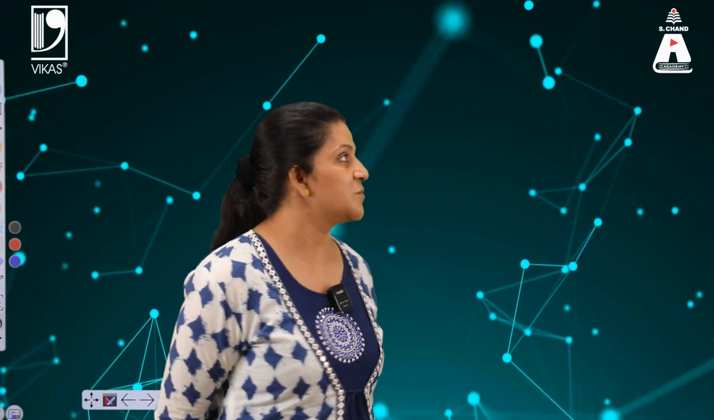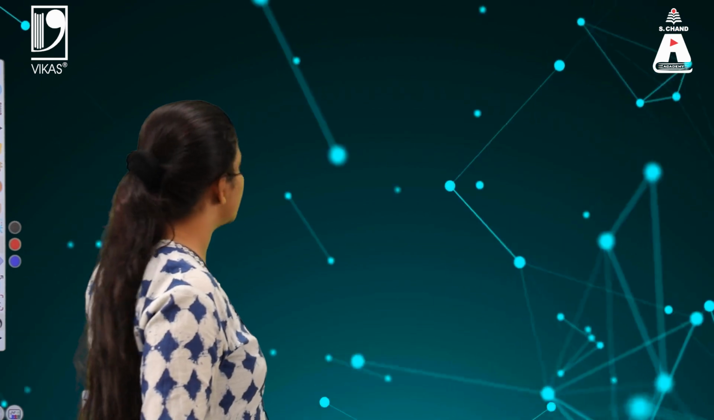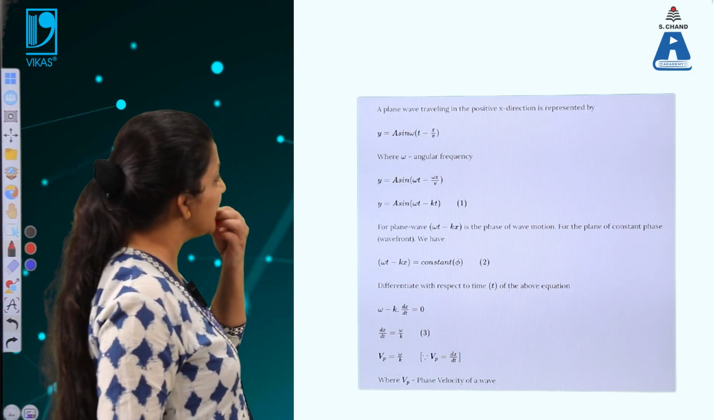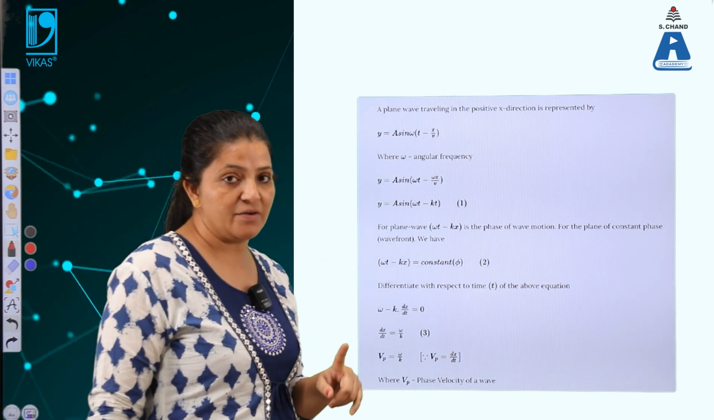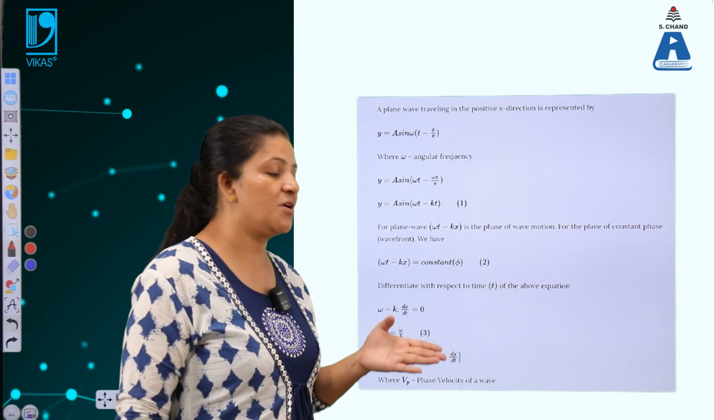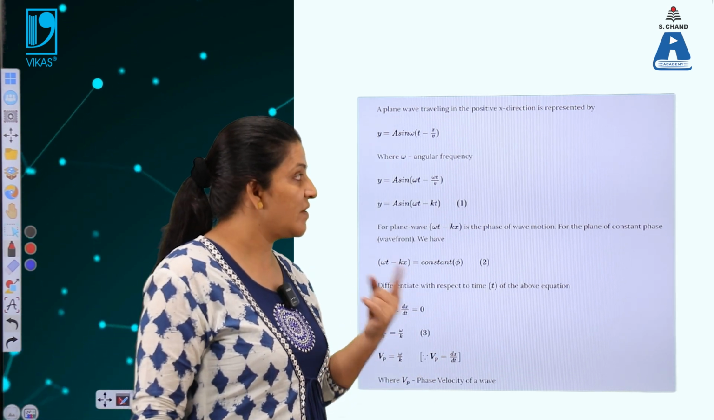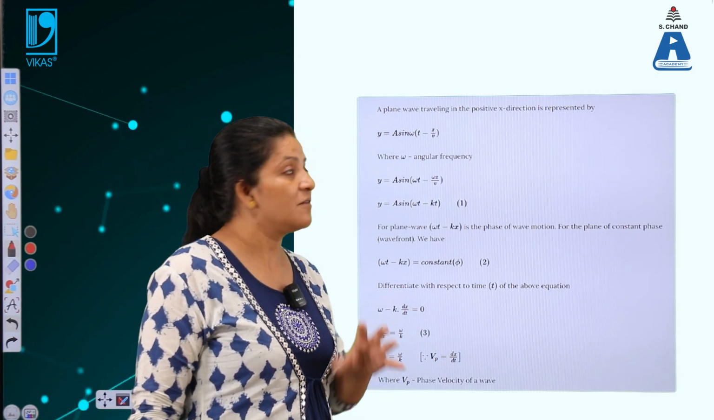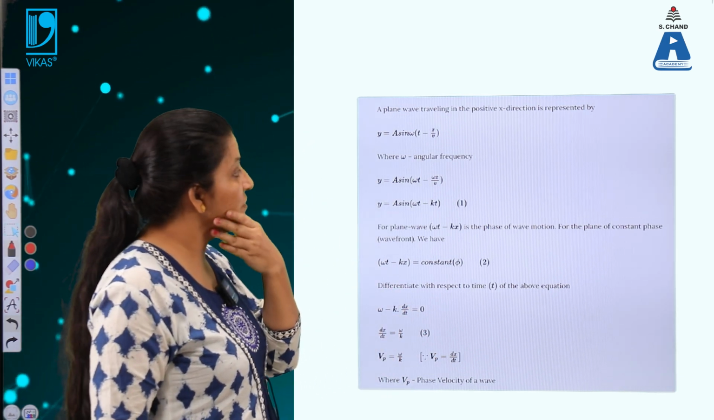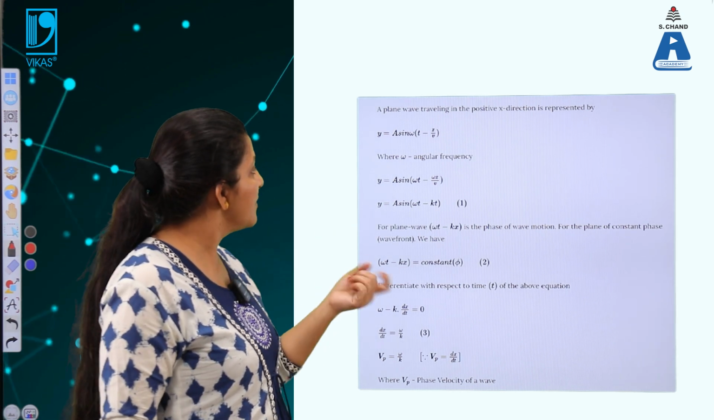Welcome back to S. Chand Academy. Before the break, we studied what a wave is and the phase velocity associated with a single wave. Now we will mathematically derive the expression for it. To describe the phase velocity, we consider a single wave associated with the particle, with a single phase. The velocity associated with the single wave is the phase velocity.